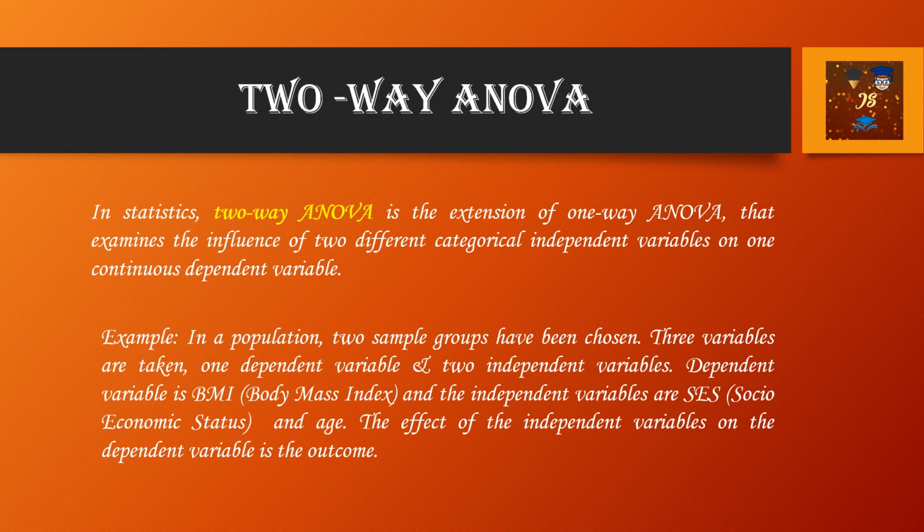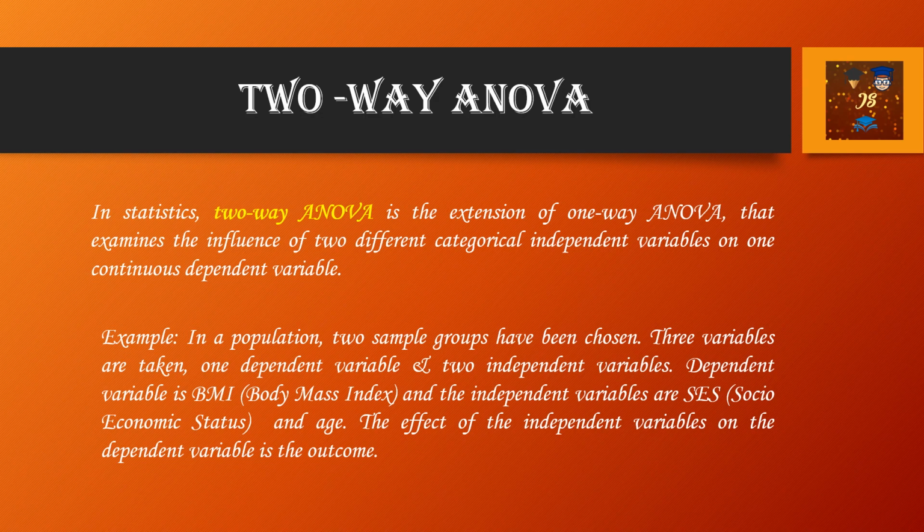Let us see the example. In a population, two sample groups have been chosen. Three variables are taken, one dependent variable which is fixed and two independent variables. Now the dependent variable is BMI, body mass index, which was also discussed in the previous example of the one-way ANOVA. The independent variables are one already chosen, that is SES, socioeconomic status, and a second independent variable has been included, which is age.